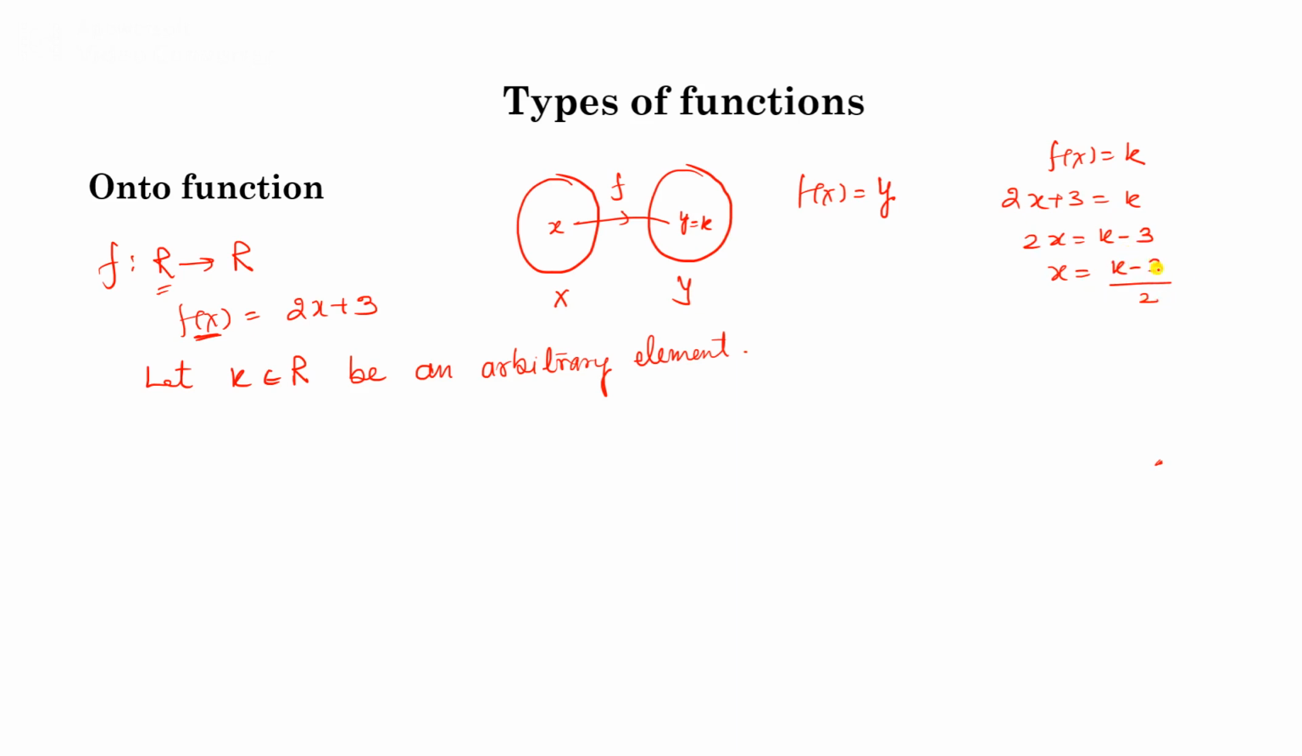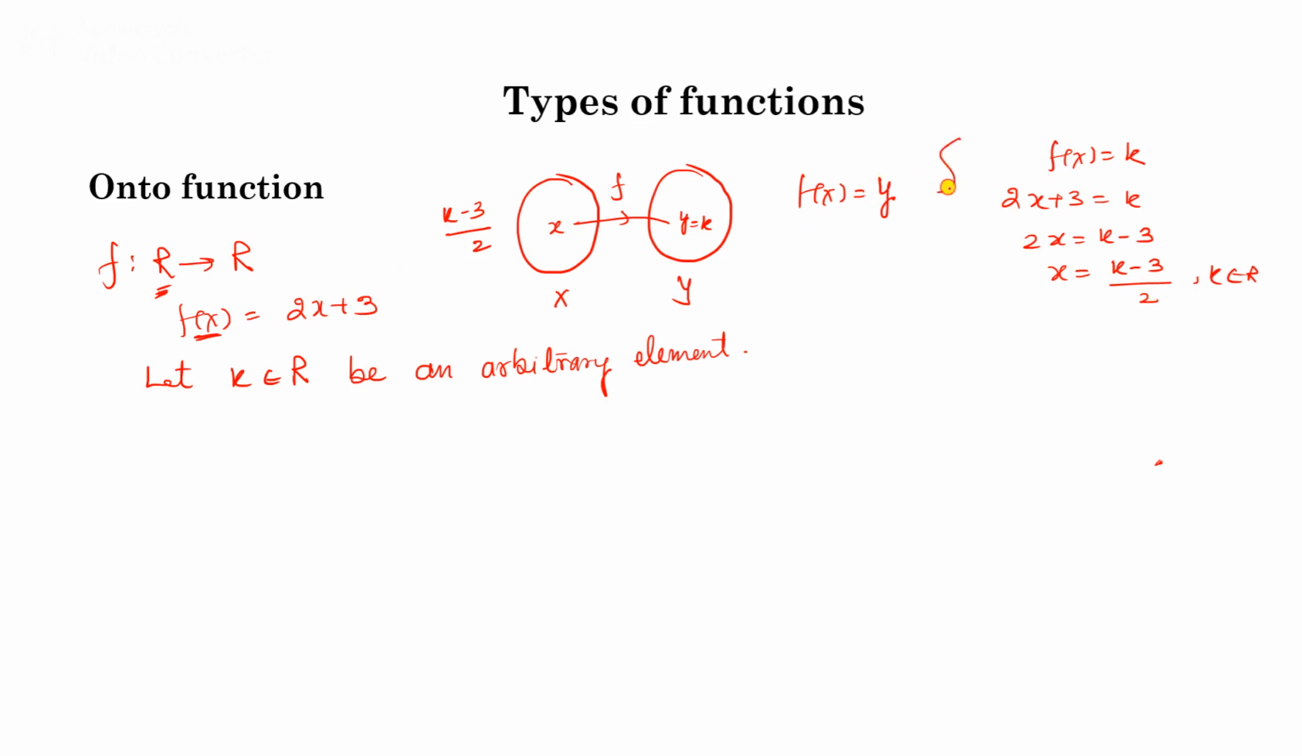Now check this value (k minus 3) by 2. You know k belongs to R, because k is the element of R. Now we have to check whether this x, (k minus 3) by 2, is a member of R or not. If k is a real number, then definitely (k minus 3) by 2 will be a real number. It means for each element k, there exists an element (k minus 3) by 2 such that the mapping of this element is k. So we have completed the first part only. This is the rough work, or you can do it as fair work also. If you write f(x) equal to k, then you will find x equal to (k minus 3) by 2.